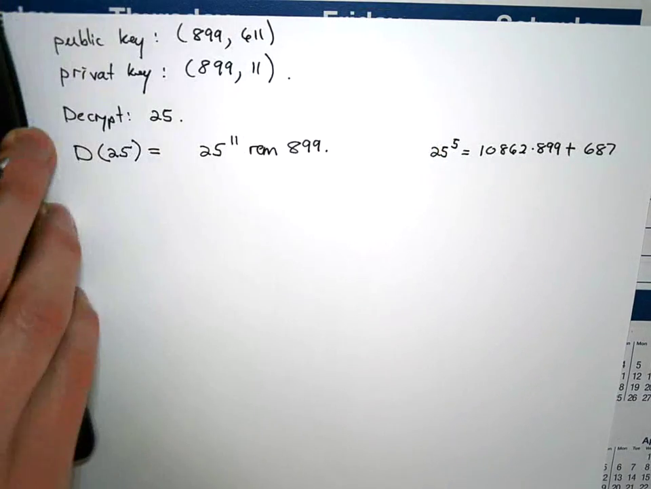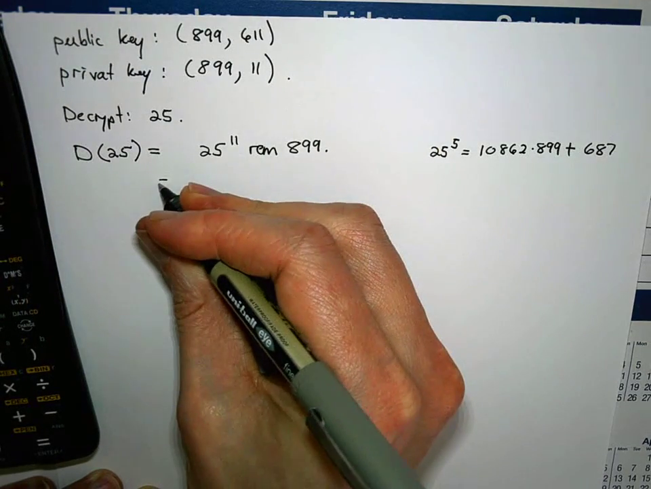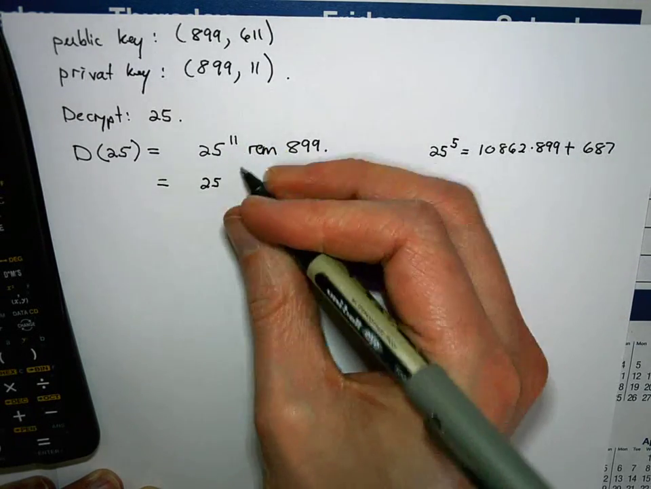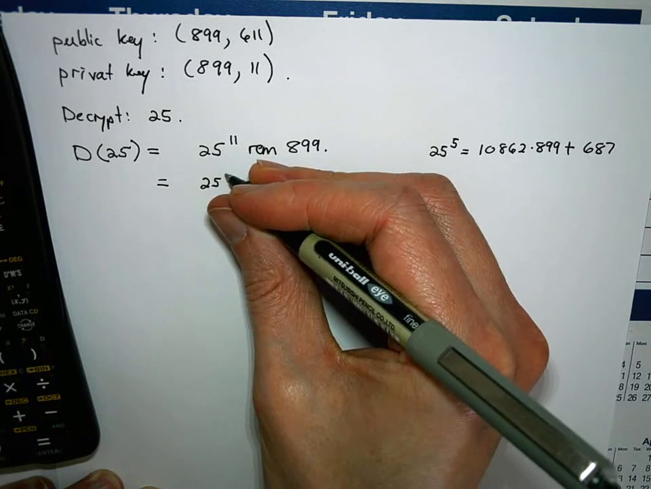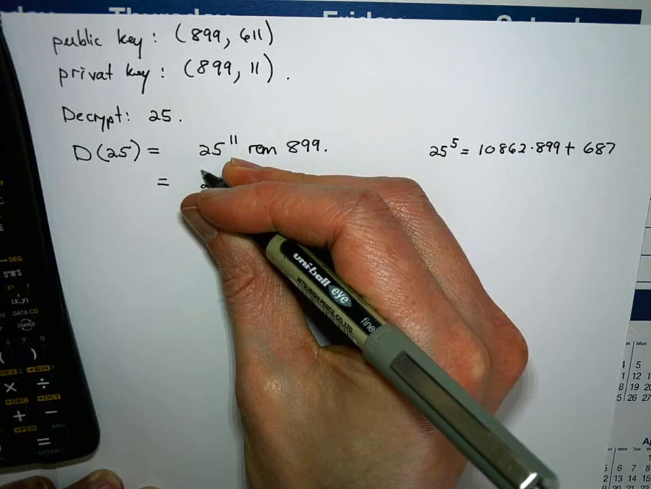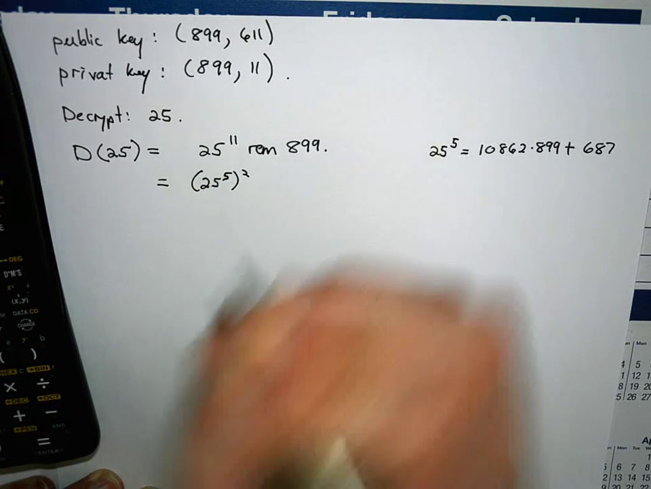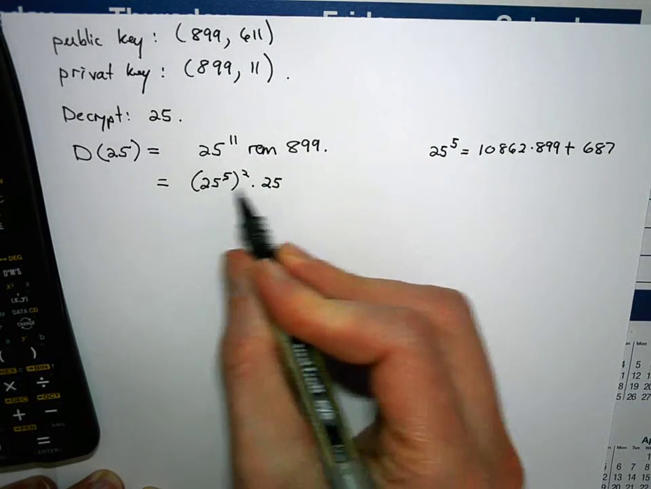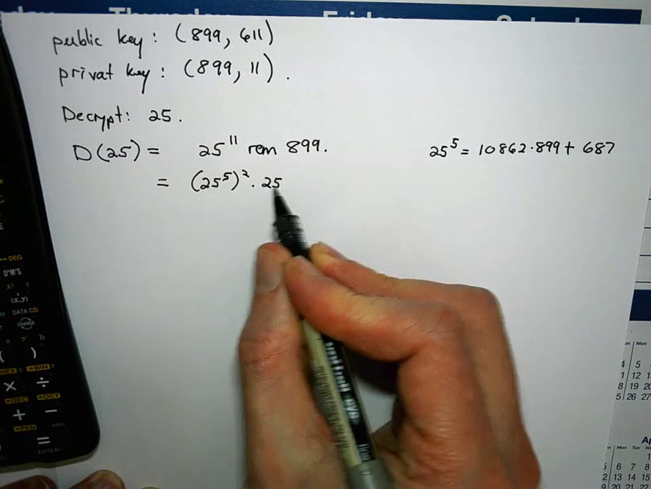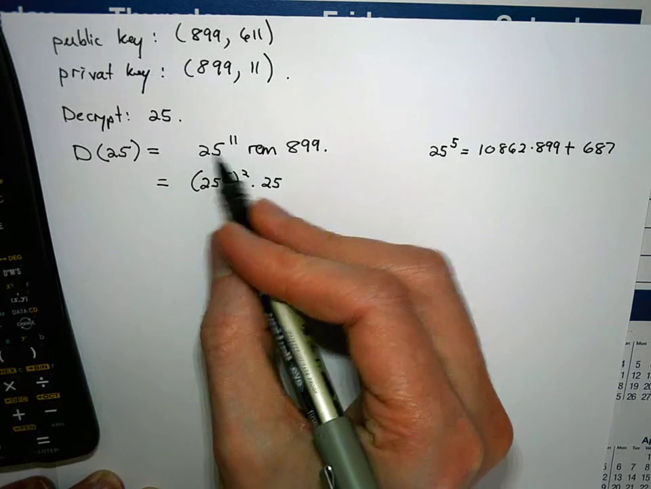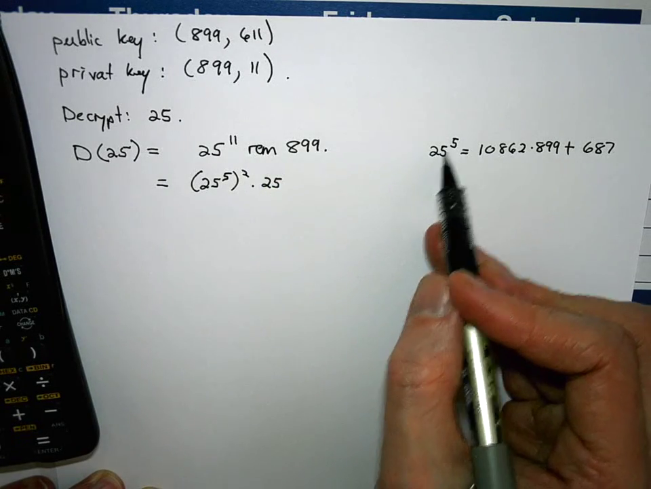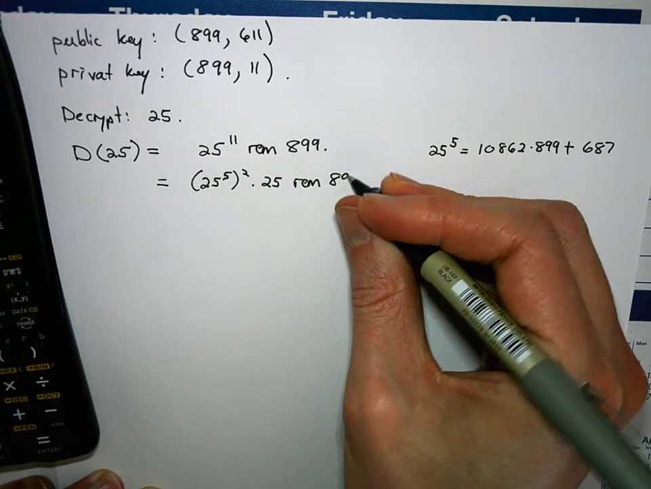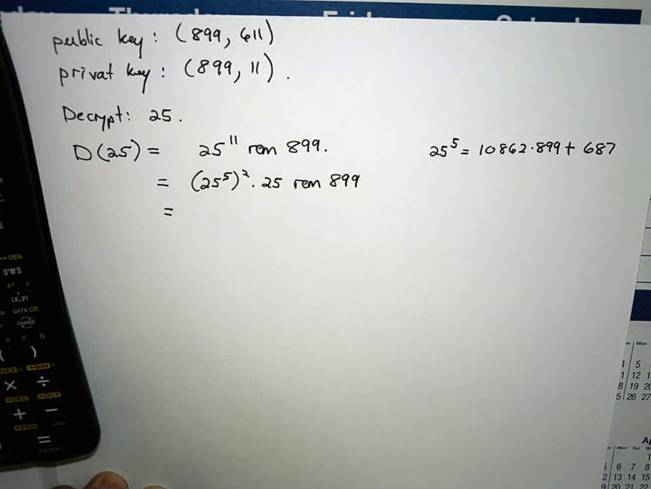Okay, how do I use this fact now? I can rewrite 25 to the power 11 as 25 to the power 5, all to the power 2. That gives me 25 to the power 10, and then I must multiply with another 25. Using laws of exponents, all of this again gives me 25 to the 11. All I did is rewrite 25 to the 11 in terms of 25 to the 5. I'm still interested in calculating the remainder of this after division by 899.